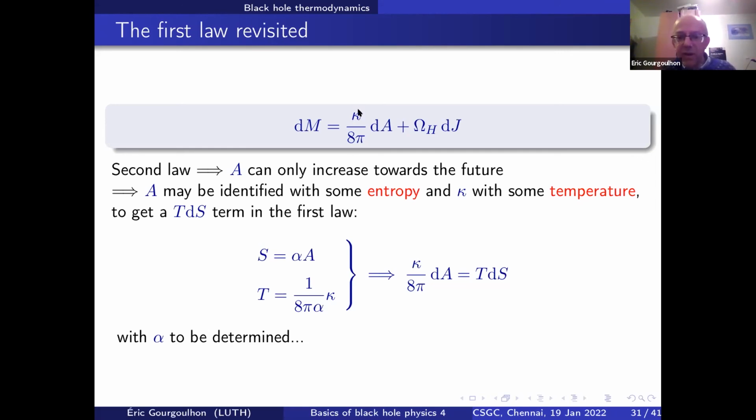And then naturally, the term in front, if we want to call this a first law, really, has to be temperature. So we say that this term, again, we have to introduce some proportionality factor. This is 1 over alpha, so that the product of the two alphas disappears, and we have a TdS term, like in the first law of thermodynamics. But we still have to determine alpha.